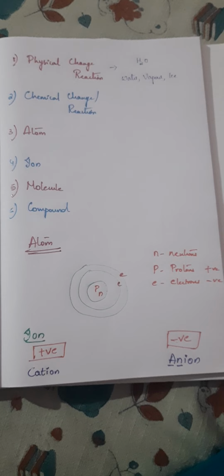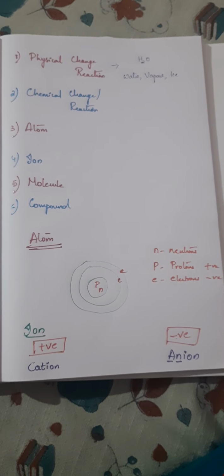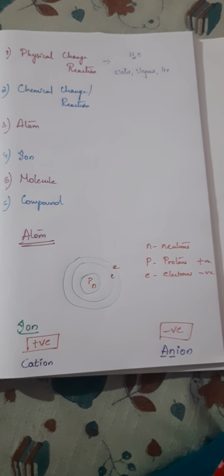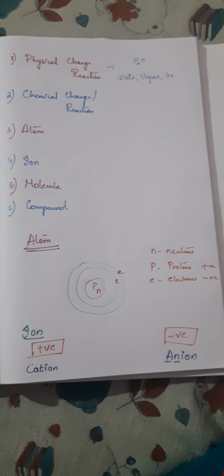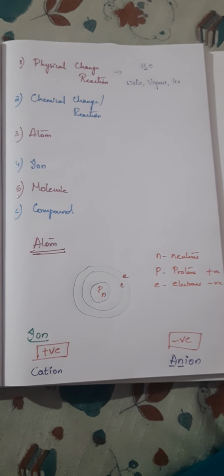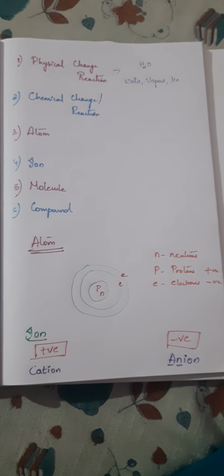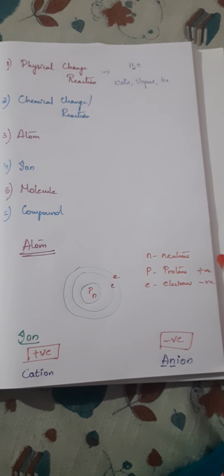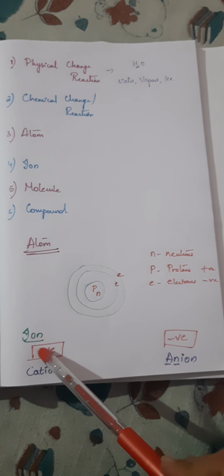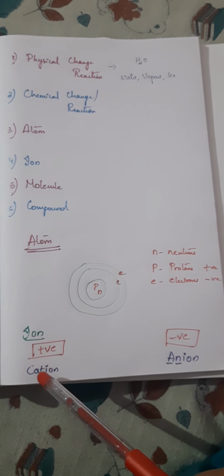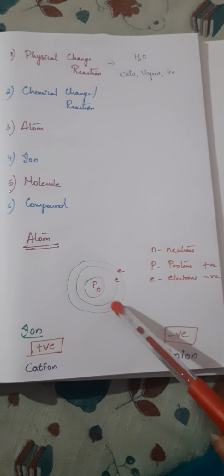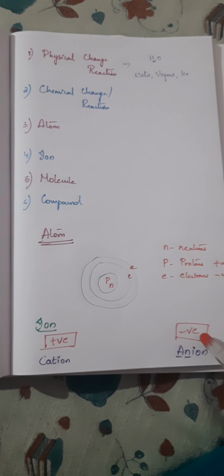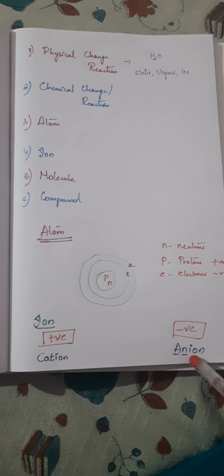Next, we'll learn about ions. An ion is a charged particle. In an atom, we have protons and electrons in the same number so that the atom is neutral or balanced. However, if an atom loses electrons or gains electrons, that means if an atom is losing electrons, it is losing negative charge, then the atom becomes positive. We call it a positive ion, which is a cation. But if an atom is gaining electrons, it is gaining negative charge, then the atom will have a negative charge, which we call an anion.